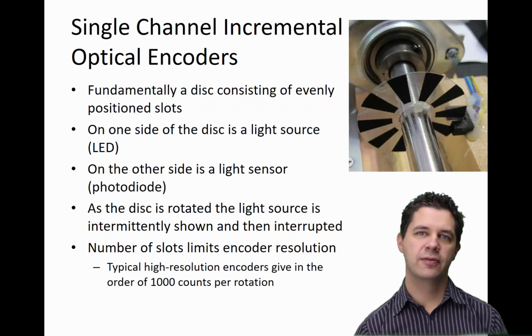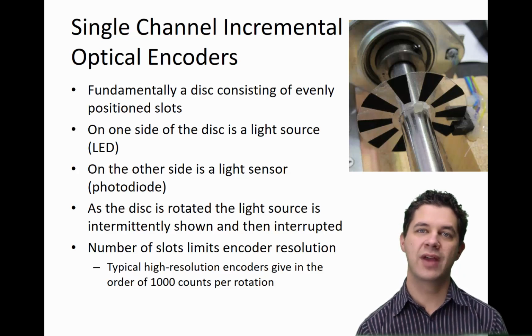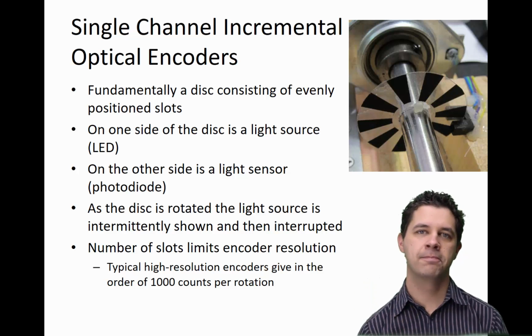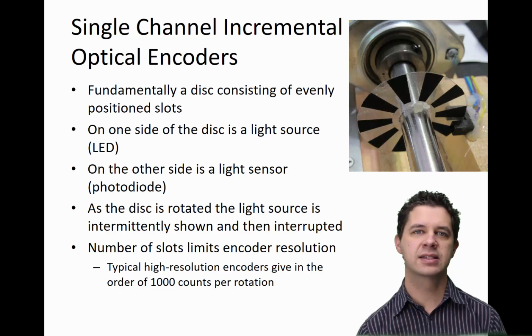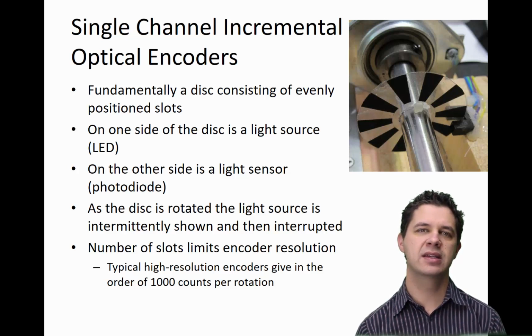Our most basic type of optical encoders are single channel ones. And essentially we have a disc consisting of a whole lot of position slots. Now it could be as simple as an overhead transparency that we print on and print on some black marks. It could be something that is laser etched or something like that. If we need more precision, there's all sorts of ways that these can be created.